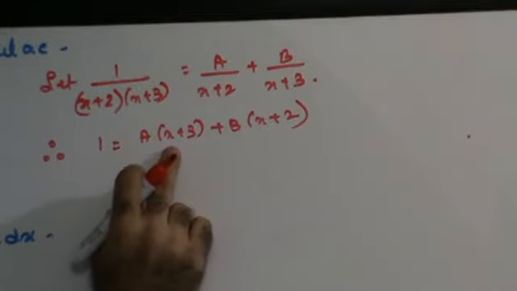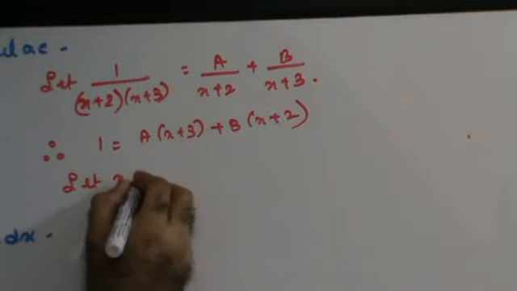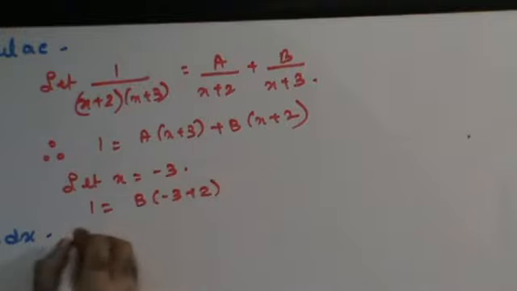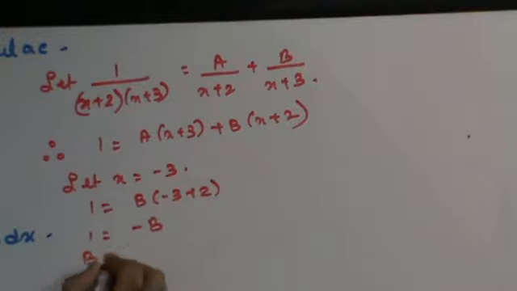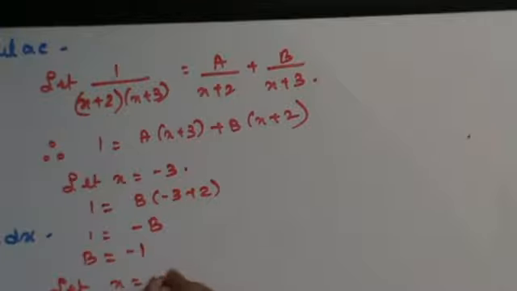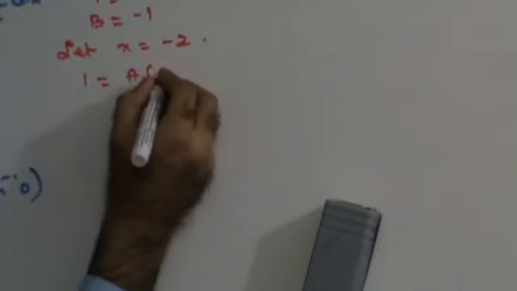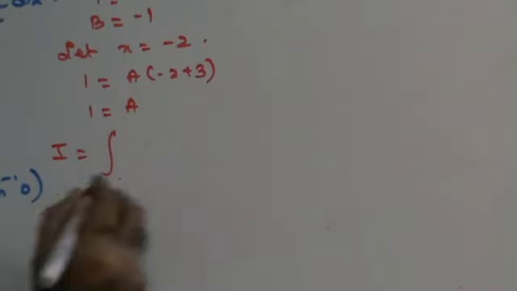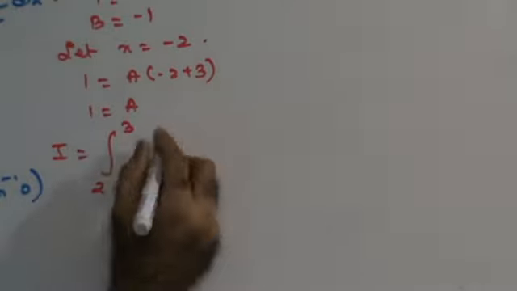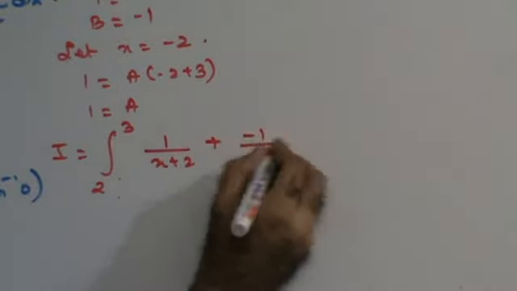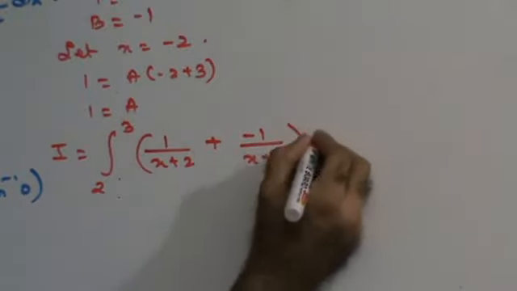Now I want to make this bracket 0. To make this bracket 0, I'll say let x be equal to minus 3. So I'll get 1 is equal to b into minus 3 plus 2. 1 is equal to minus b, so b is equal to minus 1. Now I want to make the second bracket 0. So let x be equal to minus 2. 1 is equal to a into minus 2 plus 3. 1 is equal to a. Once I have this, I is equal to integral of 2 to 3 of a, that's 1 upon x plus 2, plus b, minus 1 upon x plus 3 dx.